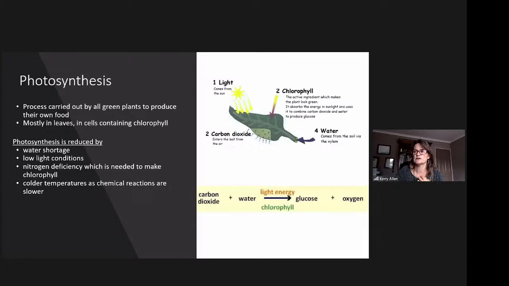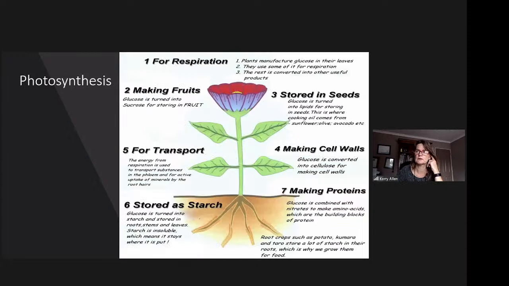I'm not going to spend too much time on this, but you need to understand that photosynthesis is required for plants making their own food. So you want to manipulate this as much as possible. You're wanting to have optimum water, optimum light, make sure they have an optimum amount of nitrogen, and that their temperature is optimum. If you don't have those, then it is reduced.